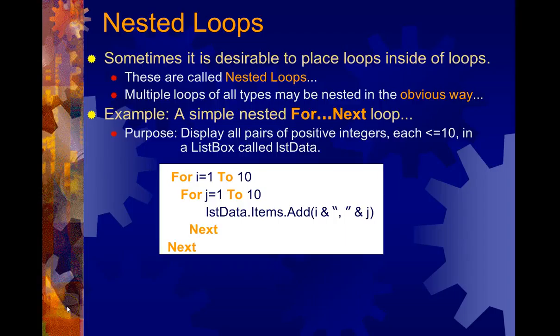Okay, the next topic is called nested loops, and this is an example of what we call nested loops. There's actually two loops here. But first, let's just take a look at this statement in the middle. So we have a list box, which is called lstdata. So we're referring to that here, lstdata.items.add. So this is going to add something to our list box.